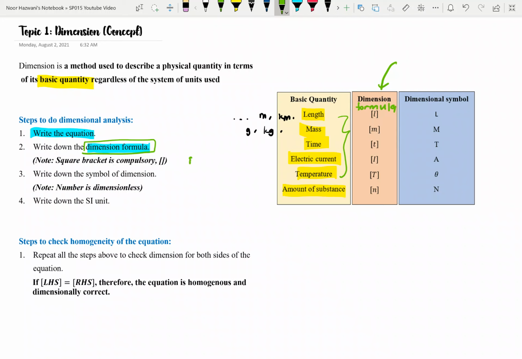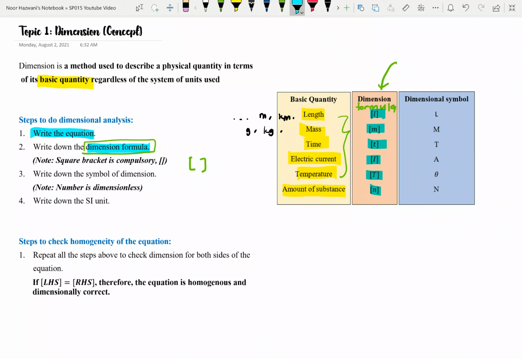bracket. Square bracket tu macam ni lah. Nanti kita tengok lebih dekat macam mana kita nak tulis dimension formula ni. Tapi make sure once you tulis benda ni, dimension formula you tengok semua ada square bracket. Cikgu, habis macam mana kita nak tulis tu? Macam length mesti L kecil ke? Yes, you have to follow that lah. Untuk standard lah kan. Mass mesti small letter of M. T kecil lah. Electric current I.